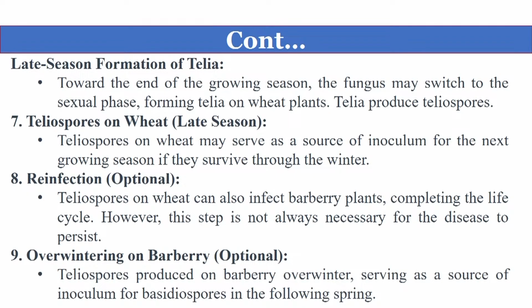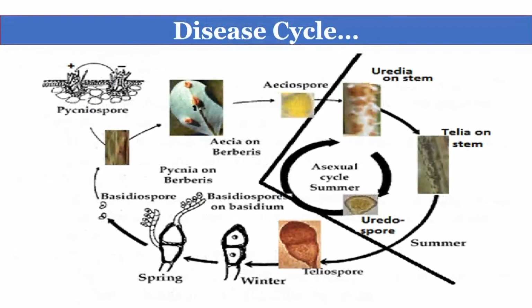The fungus may switch to the sexual phase, forming the telia on wheat plants, and the telia produce the teliospores. After that, teliospores on the wheat may serve as a source of inoculum for the next growing season of the crop if they survive throughout the winter. The teliospores on the wheat crop can also infect the barberry plant, completing the life cycle. However, this step is not always necessary for the disease to persist, but sometimes it also happens. On the barberry plants, the teliospores produced overwinter, serving as a source of inoculum as basidiospores in the following spring, and this is the cycle.